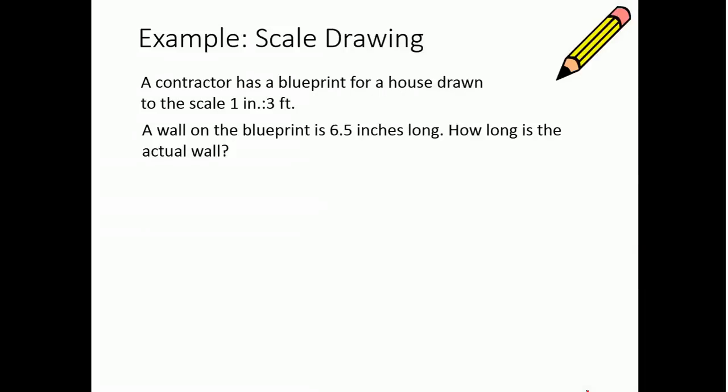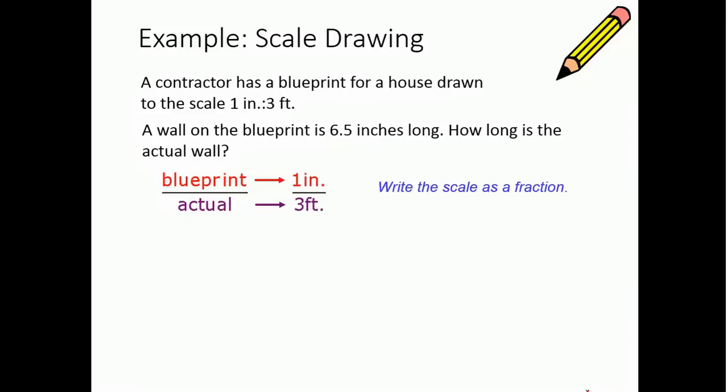A contractor has a blueprint for a house drawn to a scale of 1 inch is 3 feet. The wall in the blueprint is 6.5 inches long. How long is the actual wall? So we're going to go blueprint over actual, which is 1 inch over 3 feet. That's what we were told right here. Now we need to set up the rest here. So I'm going to keep that 1 over 3.